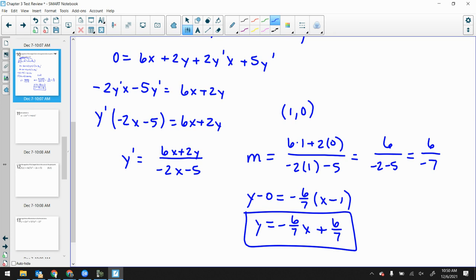That is just the equation of the tangent line. Didn't ask for the normal line, so let's not even worry about it. If I really wanted to, though, remember the equation of the normal line, I would do that exact same thing with 1, 0. Just flip that slope to positive 7/6, and then run point-slope form again.